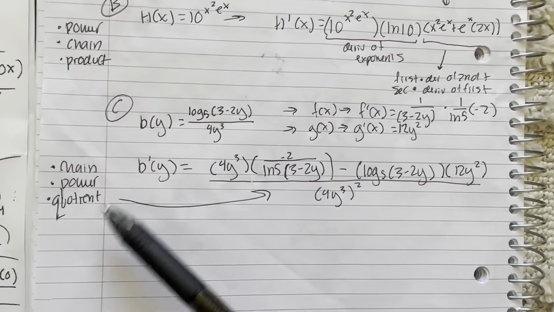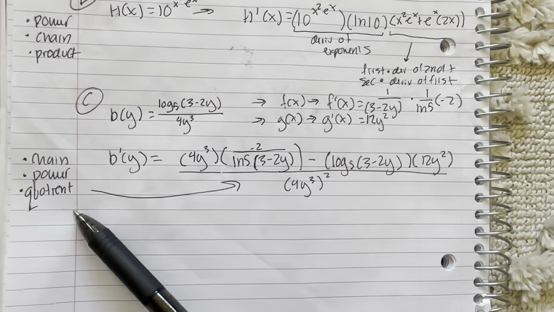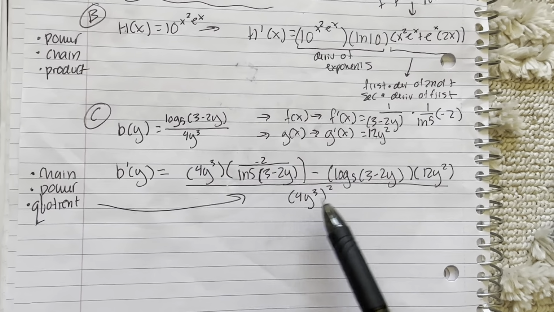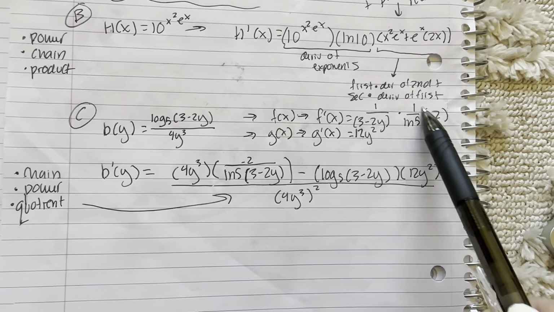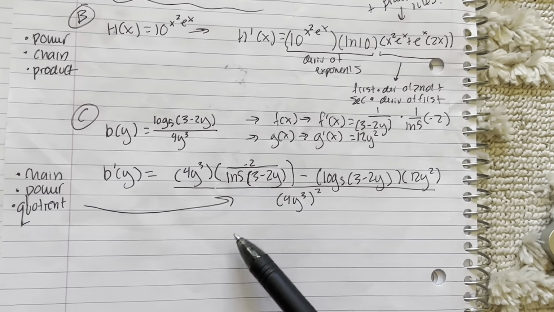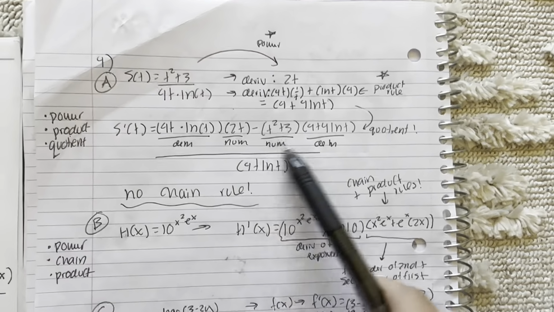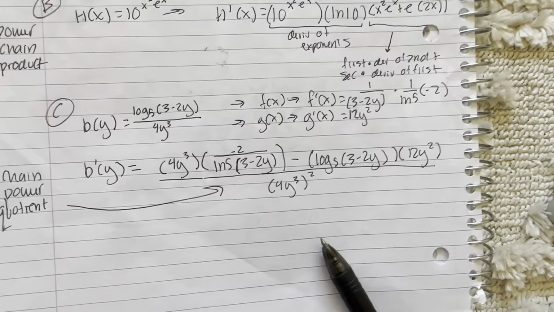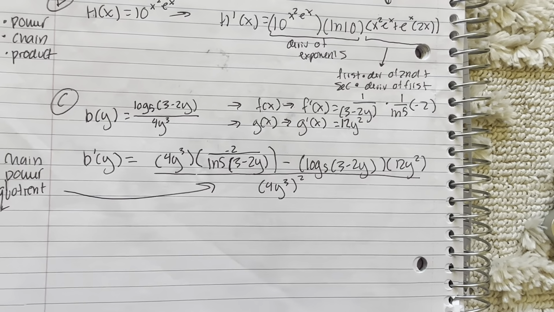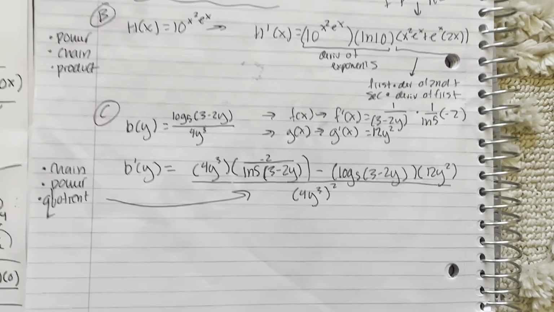And so then b prime of y, taking the derivative, we just use the quotient rule, and we set it up. So we take all of our stuff and we put it into the quotient rule formula, which I have previously discussed up here. And so, yeah, this is the final version.